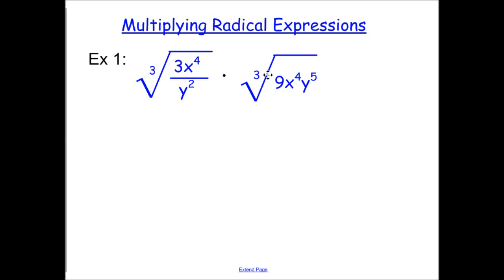The only way you can multiply them is if the index is the same. So let's multiply them. We take the radicand, 3x to the 4th over y squared, and multiply that by 9x to the 4th times y to the 5th. And so we get 3 times 9 is 27, so we take the 3rd root of 27. Then x to the 4th times x to the 4th is x to the 8th, and then y to the 5th over y squared gives us y to the 3rd.